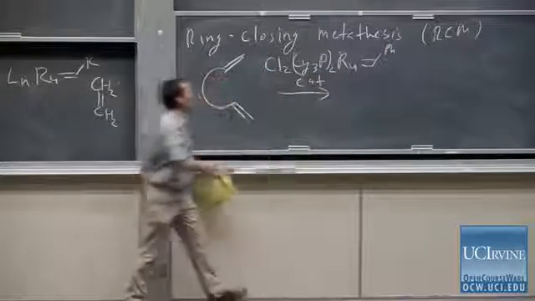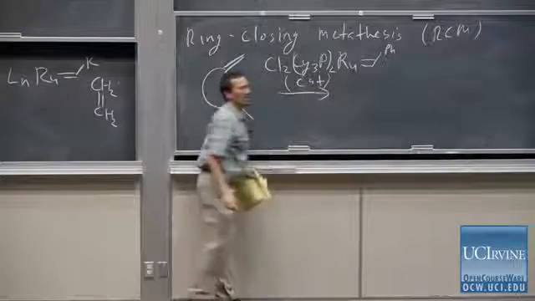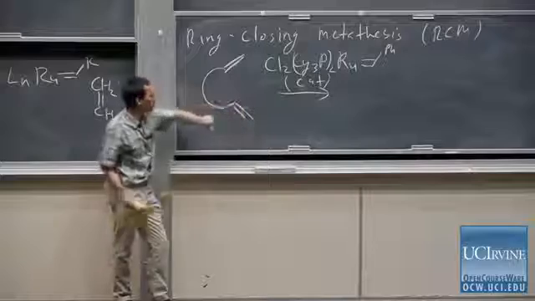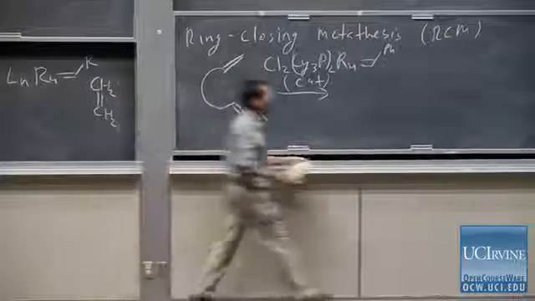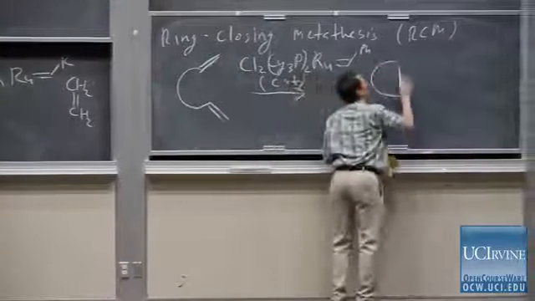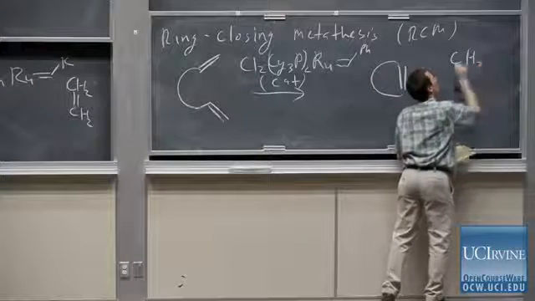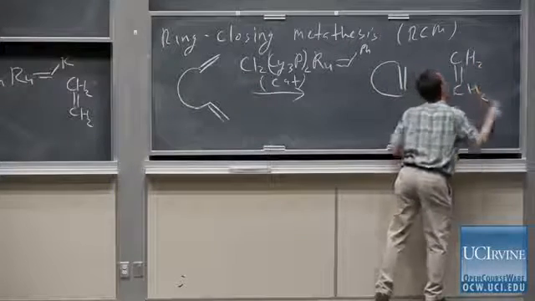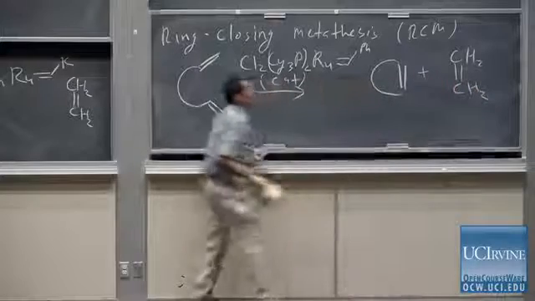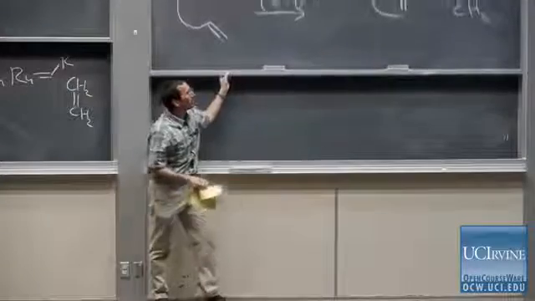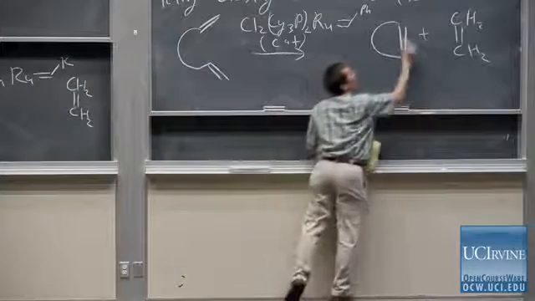And the overall result of the process now is we swap partners on the two ends of the ring, like so, and form a new ring with an alkene in it.